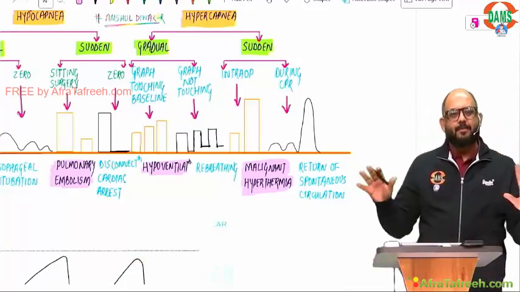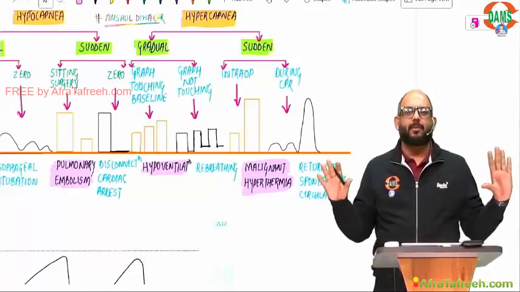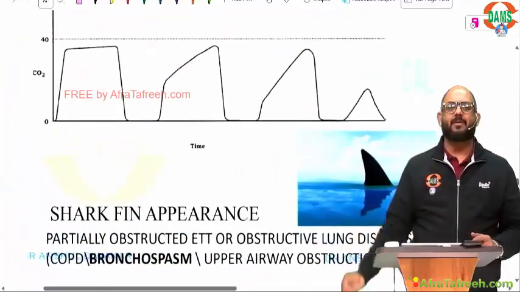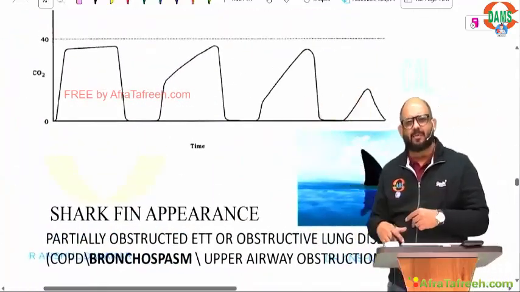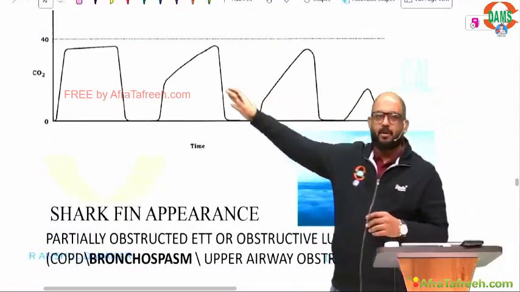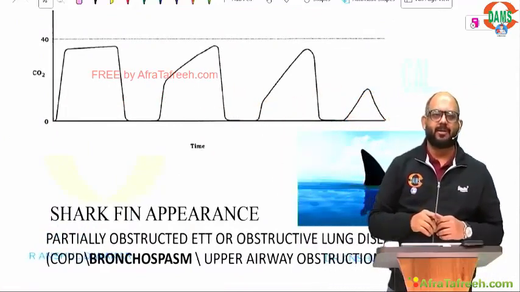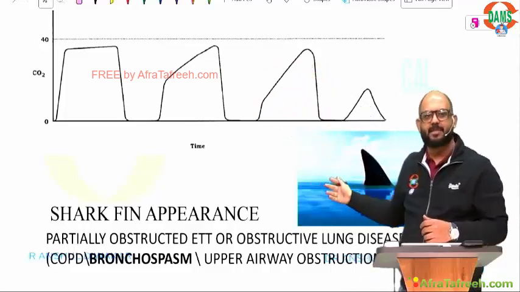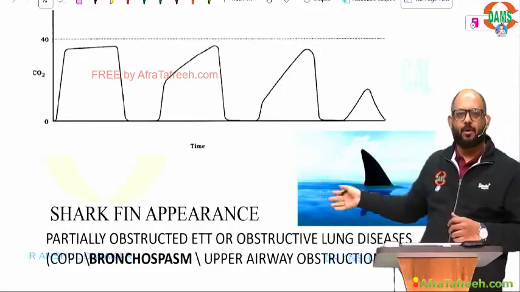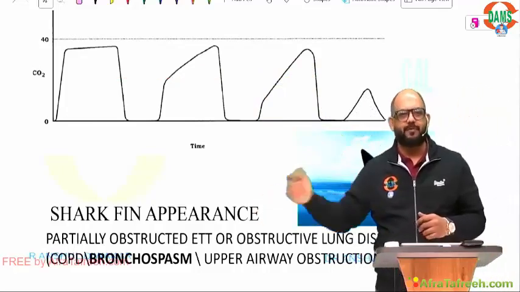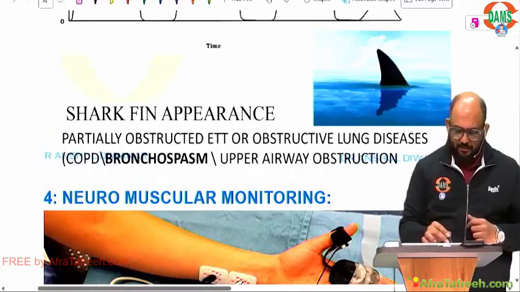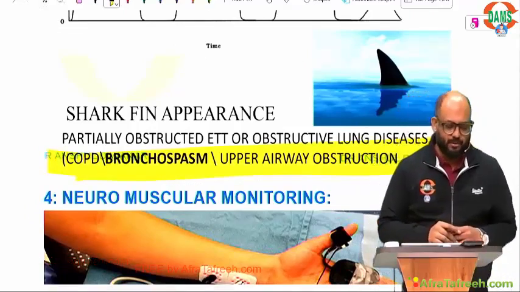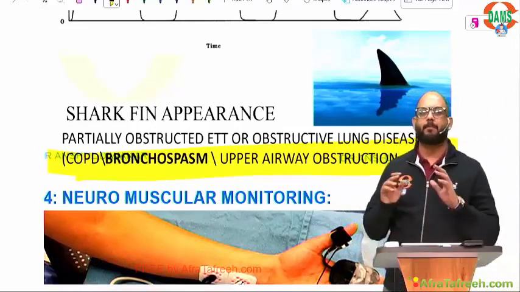So this table describes everything that you need to remember in capnography except one where the value doesn't really matter. The value can be higher, it can be lower, but the shape of the capnograph decides what is the condition. If there is a steep expiratory phase which looks pretty much like the fin of a shark coming out of water, then this is a shark fin appearance on capnography, which is seen in COPD, bronchospasm, upper airway obstruction.